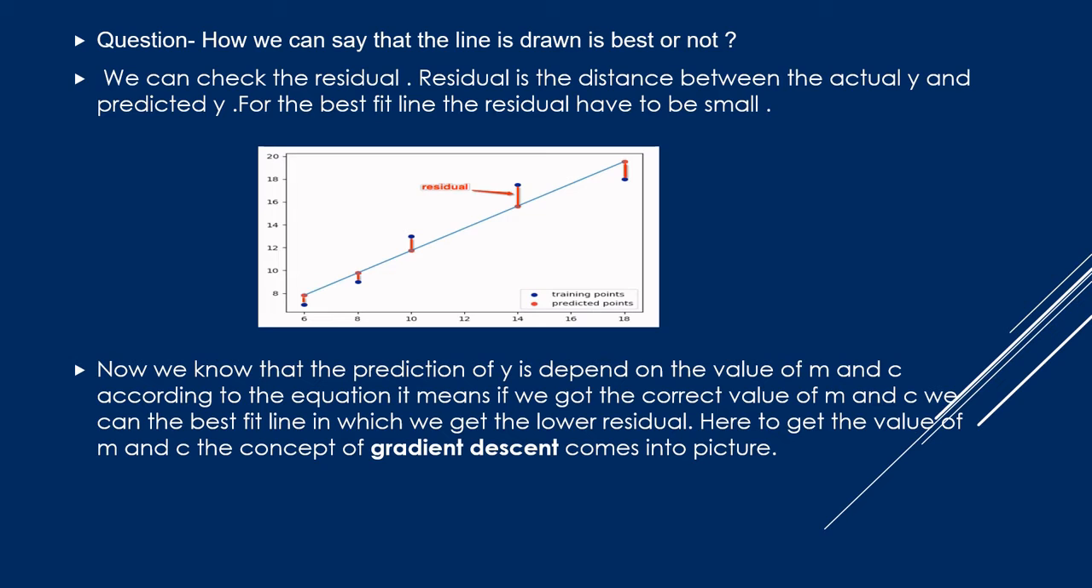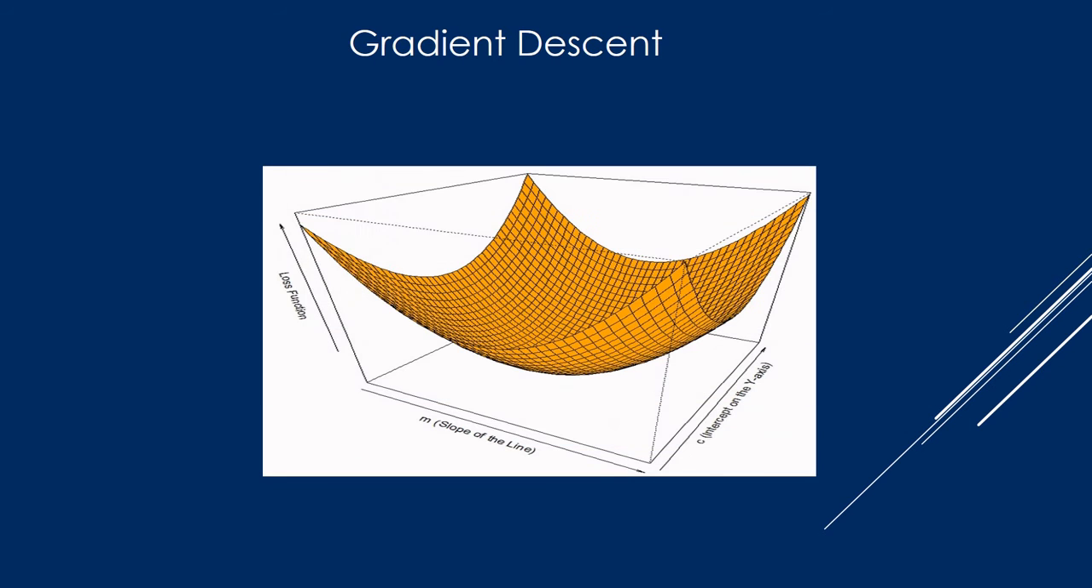Here, to get the values of m and c, the concept of gradient descent comes into the picture. It is the image of gradient descent. We will see it in our next slides.